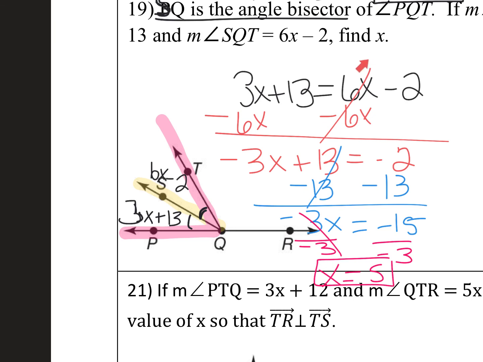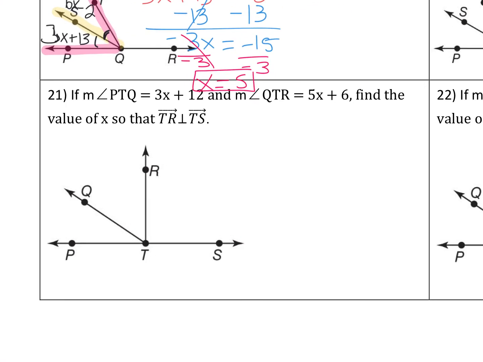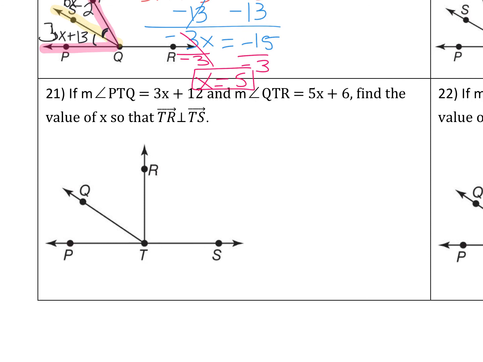And luckily, it just said find x. If they want us to plug it back in, we can plug it back in here. We can plug it back in here. These two pieces will be equal to each other. Now, the last question we are going to do together. Ready? It says that PTQ, so PTQ means this angle right here is equal to 3x plus 12. And then it says that QTR, and we can't say these are equal, we don't know yet, is equal to 5x plus 6.